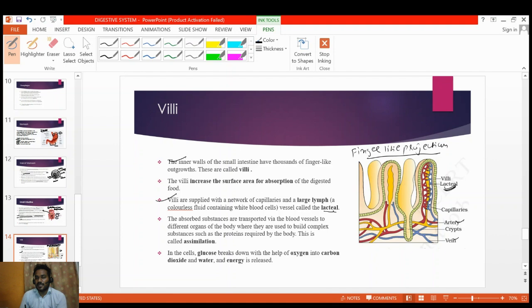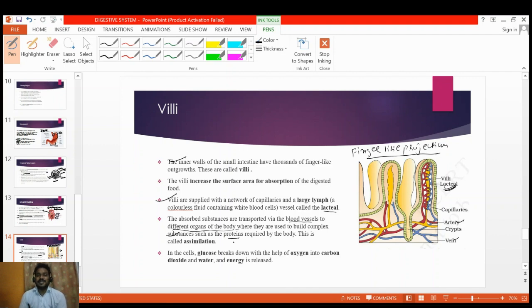Here, all such components of food, like protein, carbohydrate, and fat, get absorbed by the villi and transported to the blood vessels. They reach the different organs of the body, where they are utilized in specific biochemical reactions to build complex substances like complex proteins. We can take protein as an example.